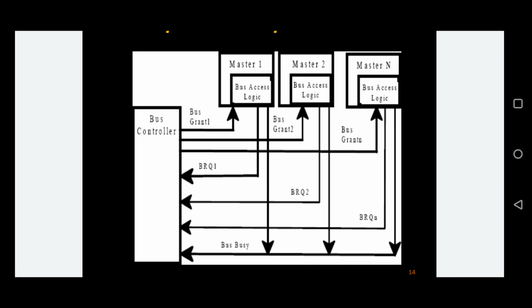Usually in this method, fixed priority is preferred. For example, as I told before, in a multiprocessor system the memory has the highest priority, so we always give the first preference to the memory. That is why we are using the fixed priority method.